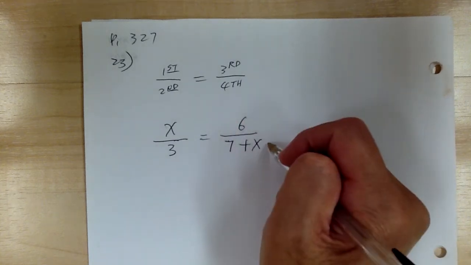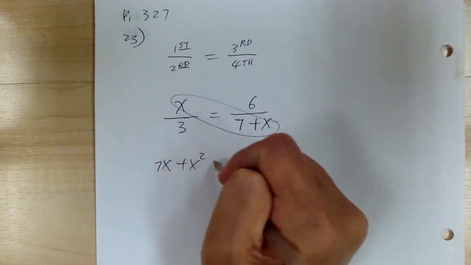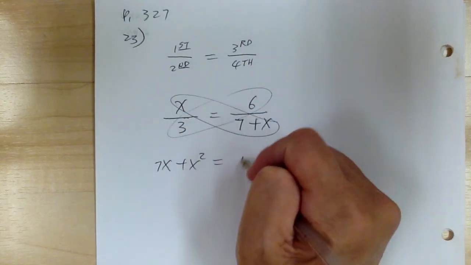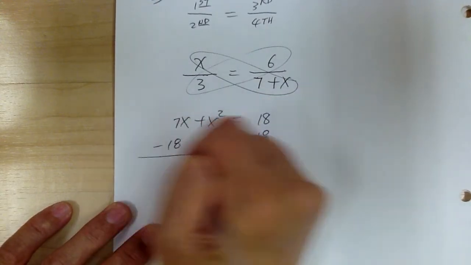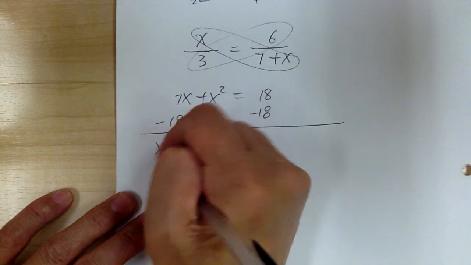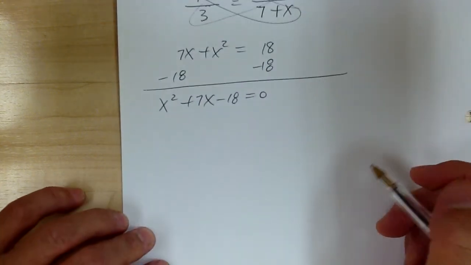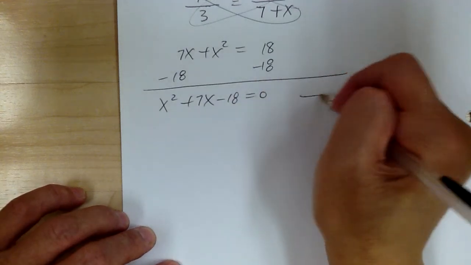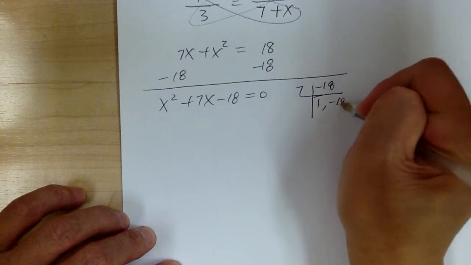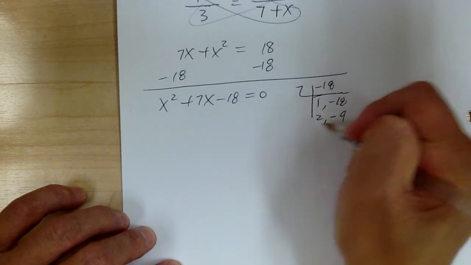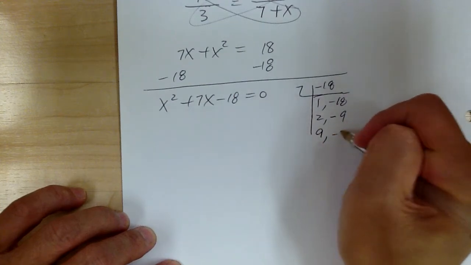So what you can do is cross multiply, so you get 7x plus x squared equal to 18, and minus 18 on both sides. So you're going to get x squared plus 7x minus 18 equal to 0. Then from here you do the factoring, so 7, negative 18. So 1 comma negative 18, 2 comma negative 9. From here you can see that the number is correct, but the sign is wrong. So you need 9 comma negative 2.